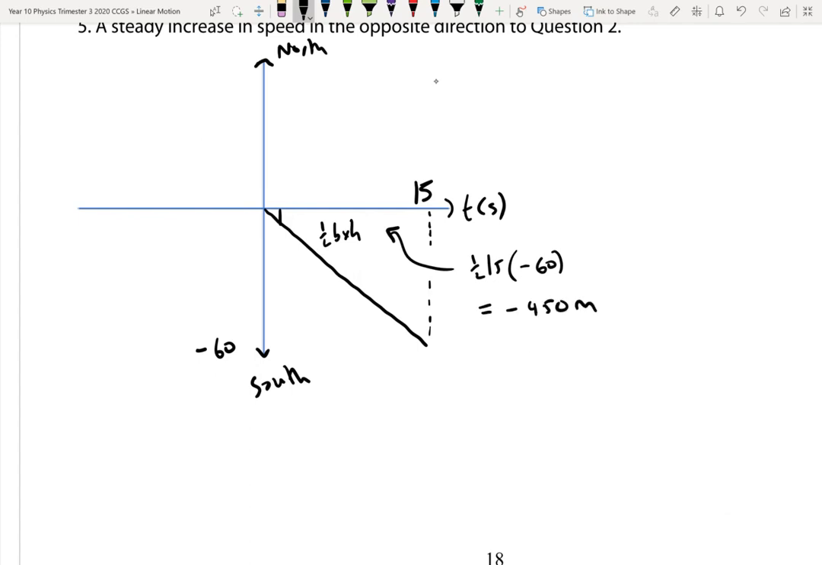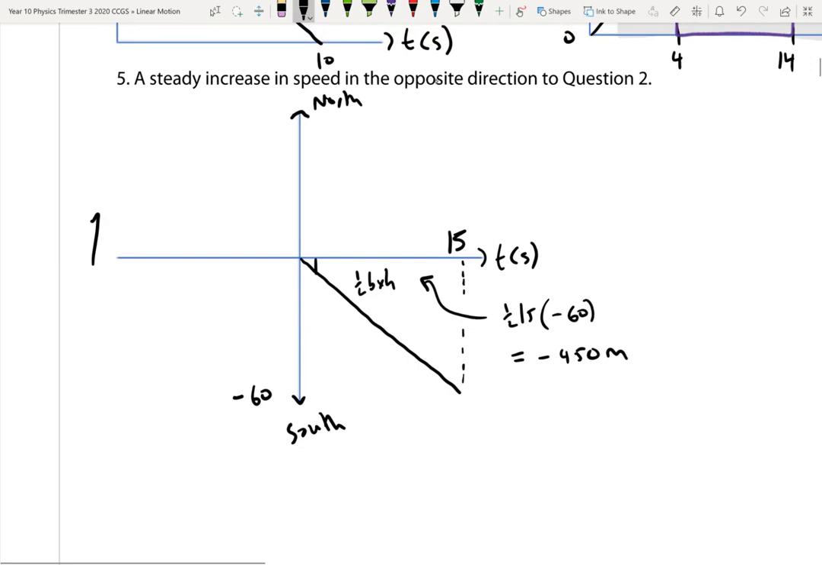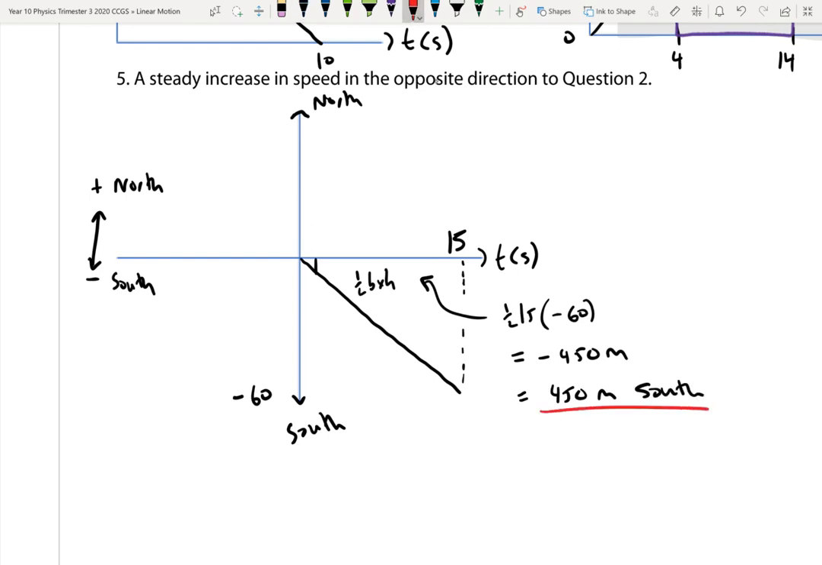Why is it negative? Good question. I think I made a convention that north was positive and south negative. So now this area is below the x-axis. So anything above the x-axis might be north, positive. Anything below might be south, negative. Okay? So we can then obviously say 450 meters south, because it said in the opposite direction to question number 2.